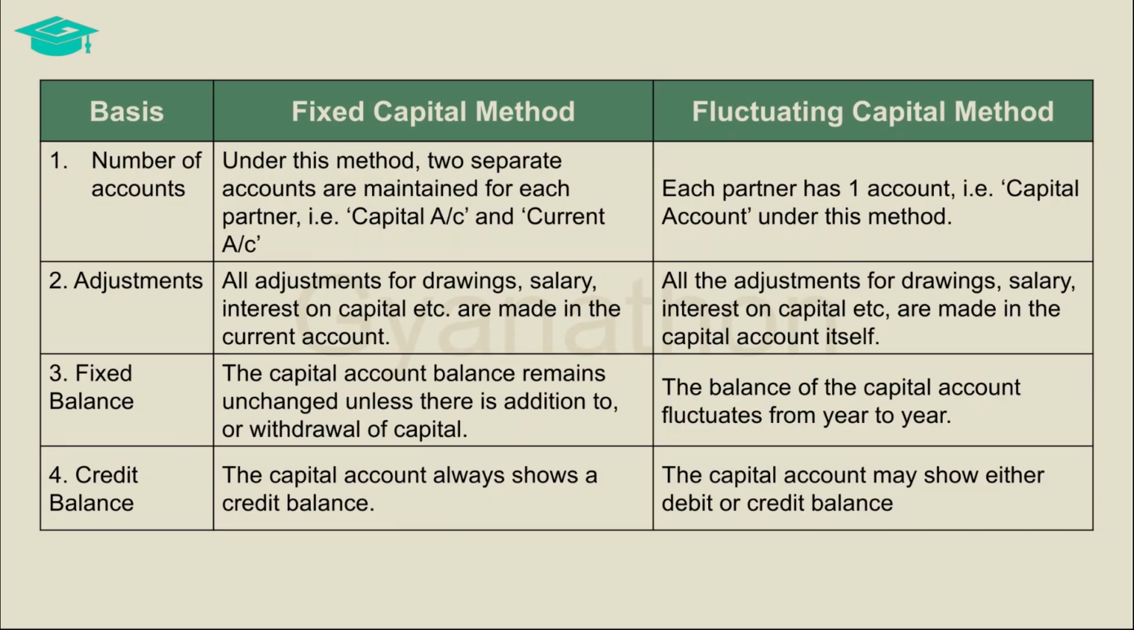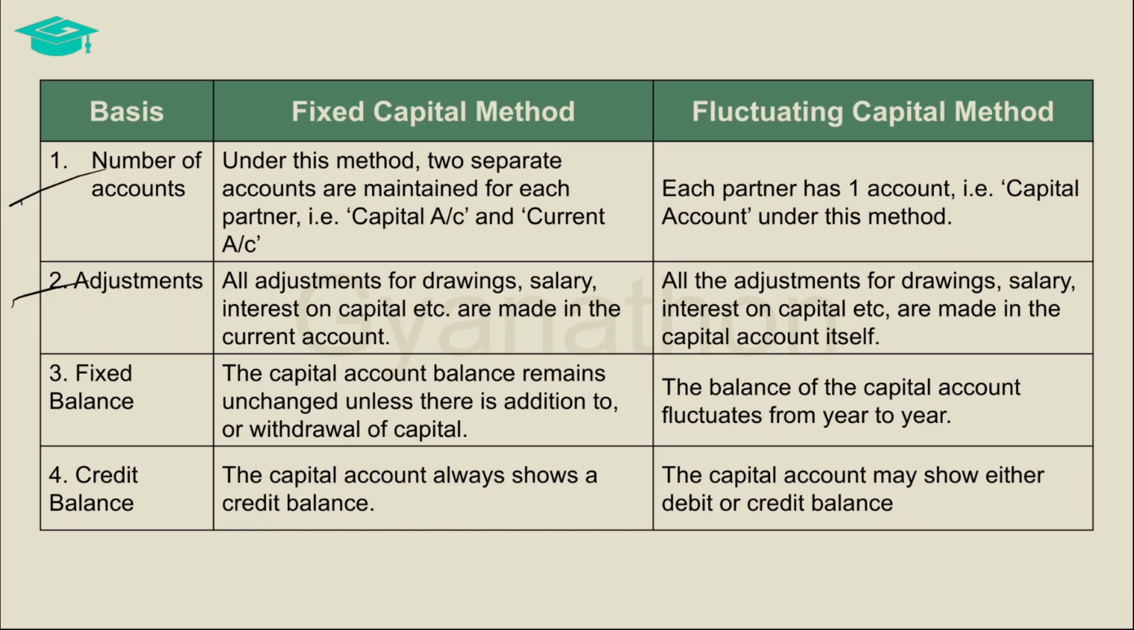So now let us look at how the fixed capital method is different from the fluctuating capital method. The first basis on which we can differentiate is the number of accounts maintained under both the methods. Under the fixed capital method, two separate accounts are maintained for each partner, that is, a capital account and a current account. Whereas under the fluctuating capital method, only one account is maintained for each partner, that is, the partner's capital account.